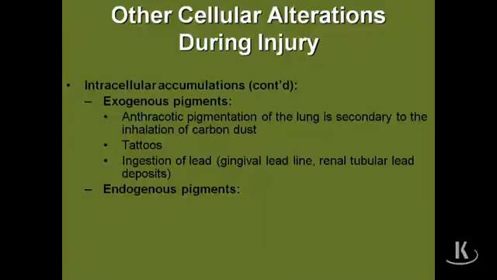Endogenous pigments, we think of lipofuscin. Lipofuscin is a wear and tear pigment. You think of, as I mentioned earlier, involving highly metabolic organs like the heart, myocardial cells, as well as hepatocytes, and you usually see that above the age of 40, so the older you get, the more lipofuscin deposition. It's a yellow-brown pigment, and where's a common place you can find it?